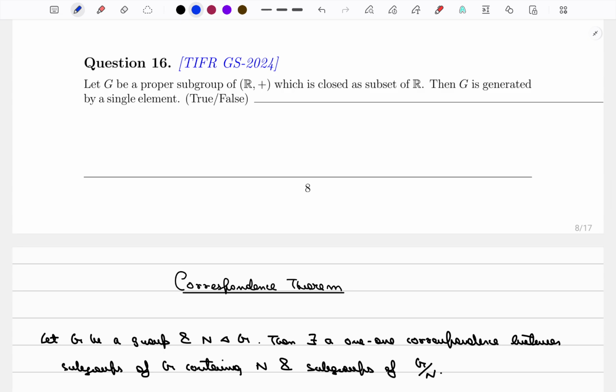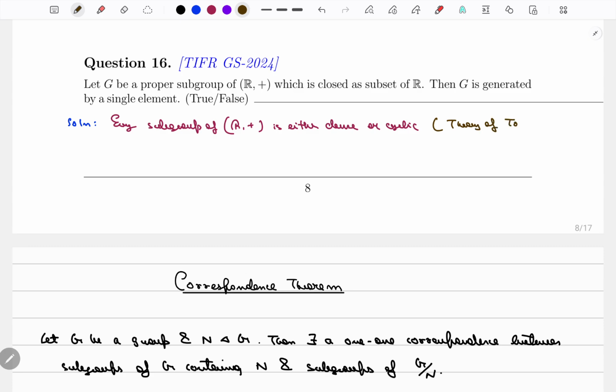Let us see the next problem. So let G be a proper subgroup of R plus which is closed as a subset of R. Then G is generated by a single element. So this is a very fine problem and the problem resides in only one particular statement. So solution, the statement is the following: every subgroup of R plus is either dense or cyclic. And this is a very important theorem in the theory of topological groups.